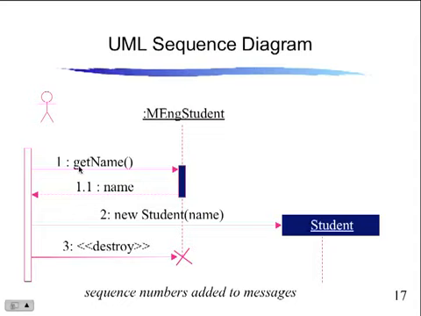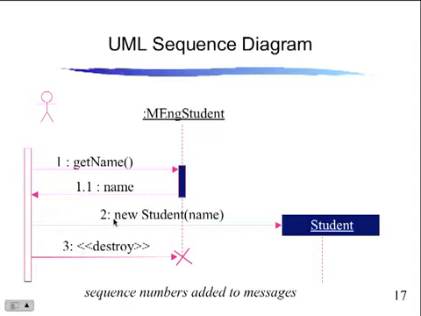So we have one where we have a get name. It goes to the engineering student object and gets the name of the engineering student object. So we're running a method, essentially. And then it returns the name. Here are the sequence numbers, 1, 1.1, 2, 2.2, 3. They're just basically showing you the sequence of the exchange of information.